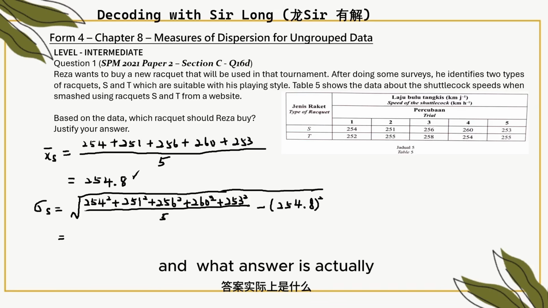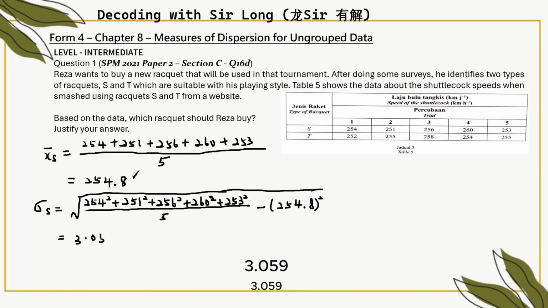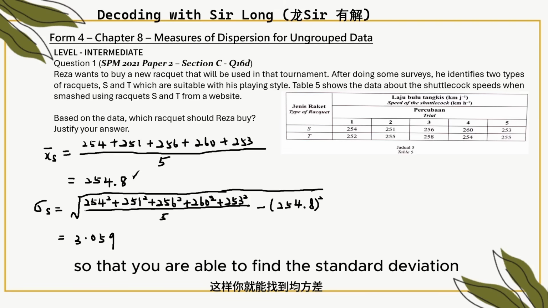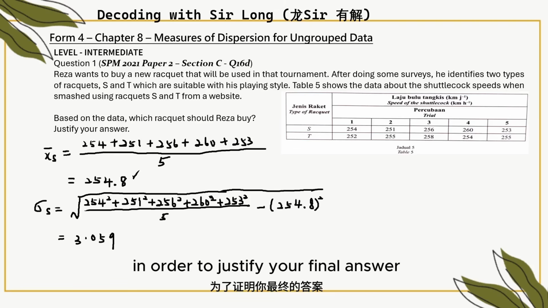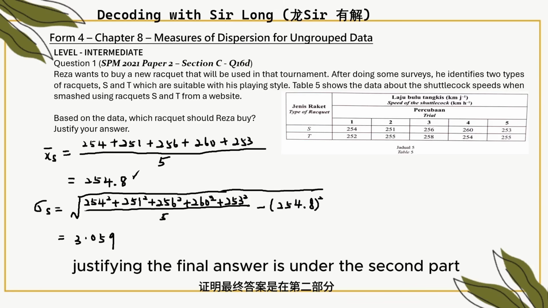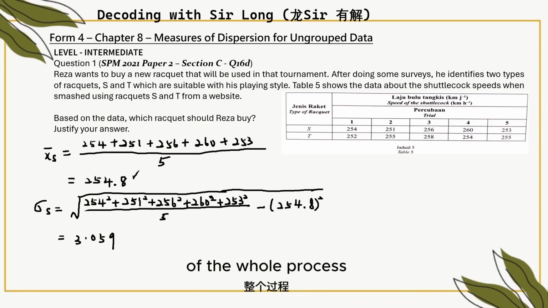The answer is actually 3.059. Good for all of you. I hope that all are able to apply these two formulas so that you are able to find the standard deviation in order to justify your final answer. But of course, justifying the final answer is under the second part of the whole process.